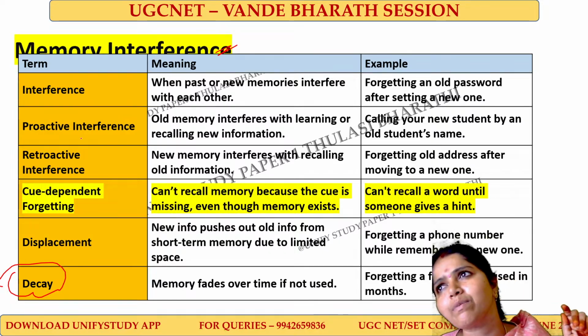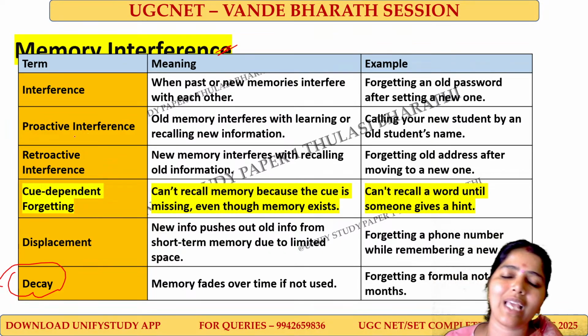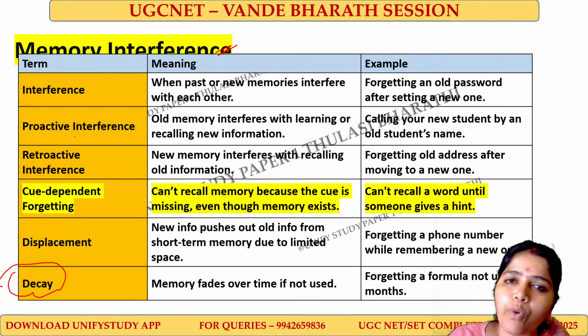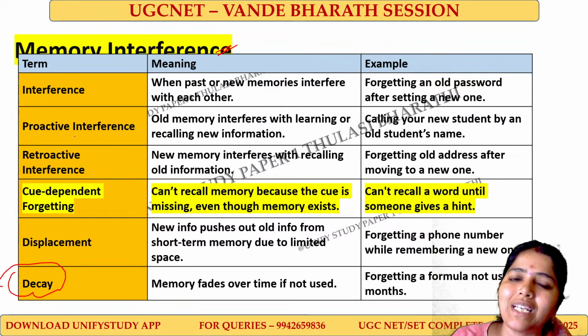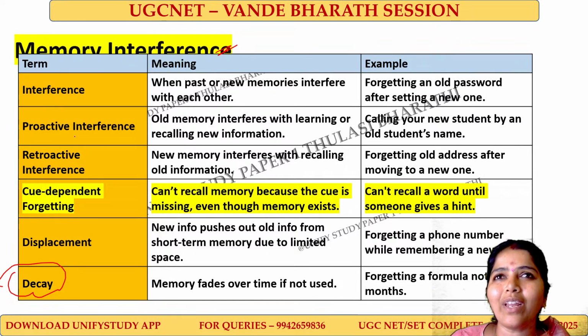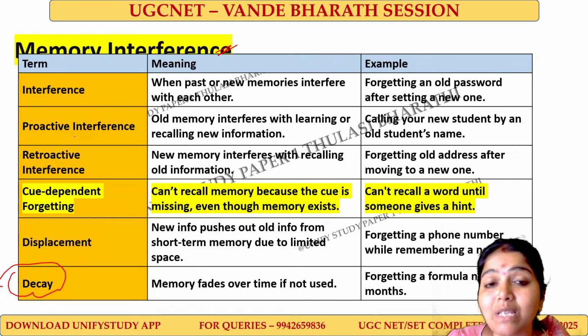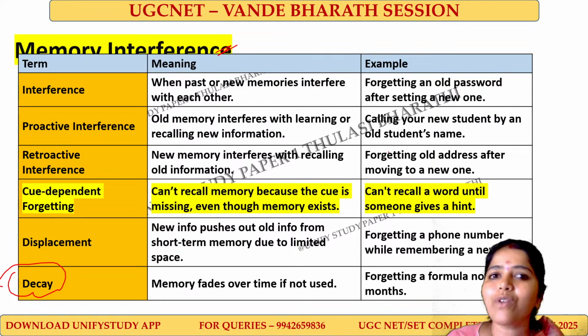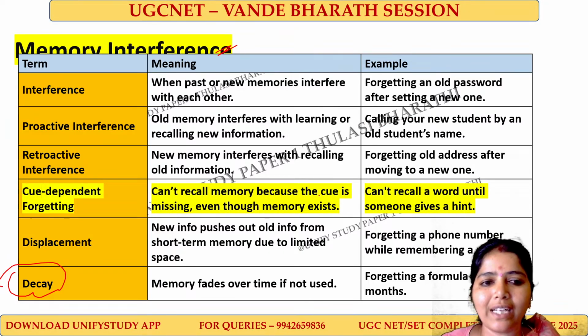And when some kind of interference comes, what will happen? It can be proactive interference or retroactive interference. Proactive interference means the old memory interferes with learning or recalling new information. Calling my new friend by my old friend's name, that's proactive interference.